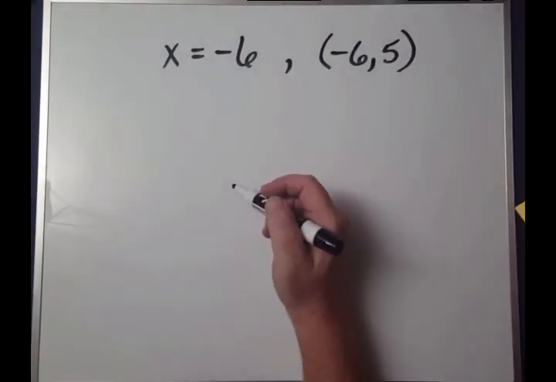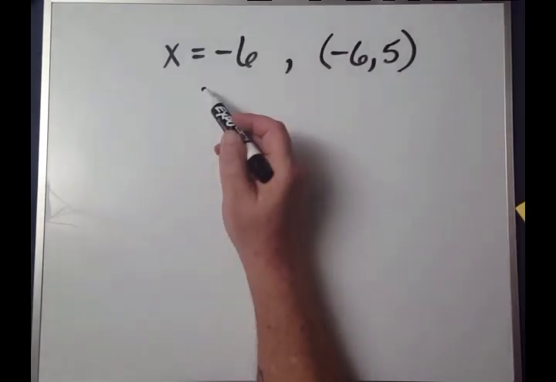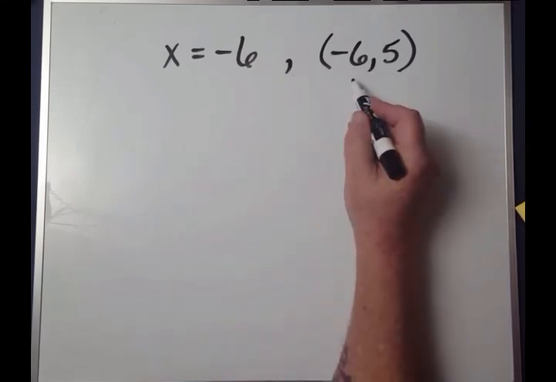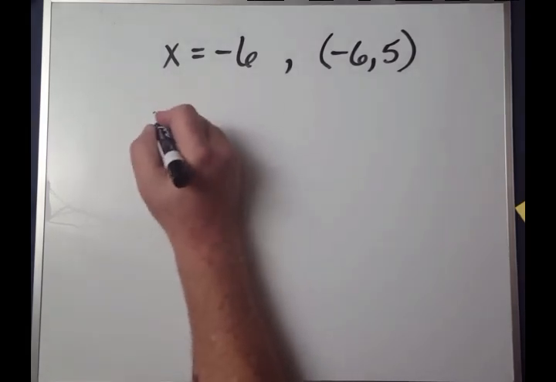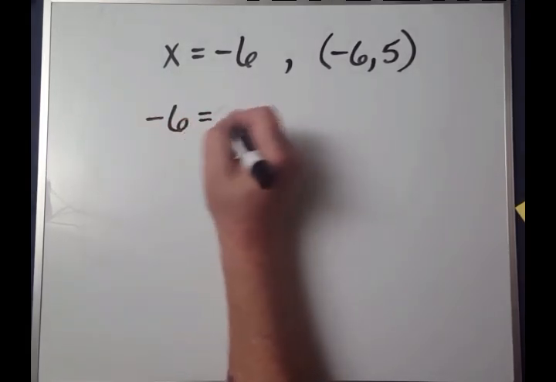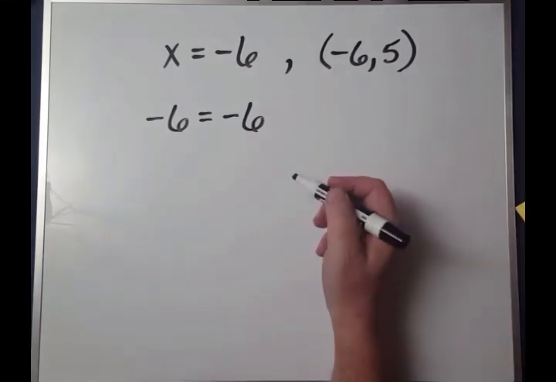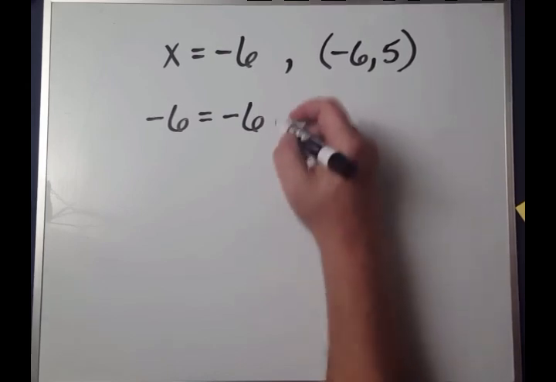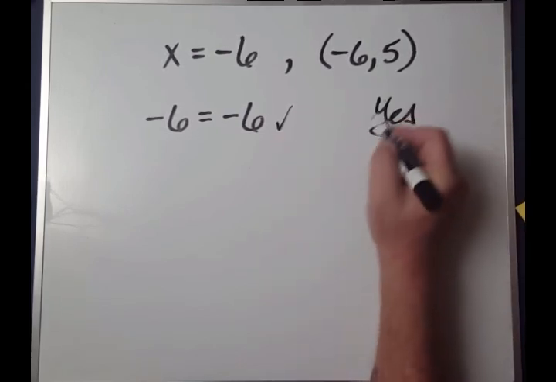That's the idea that you need to get used to very quickly. So the question is, is this ordered pair a solution to the given equation? How do we check? We plug -6 in for x, we plug 5 in for y. So right here, x is -6, and there's no y, so there's no place to put the 5, and that's fine. We plug in for what we can.